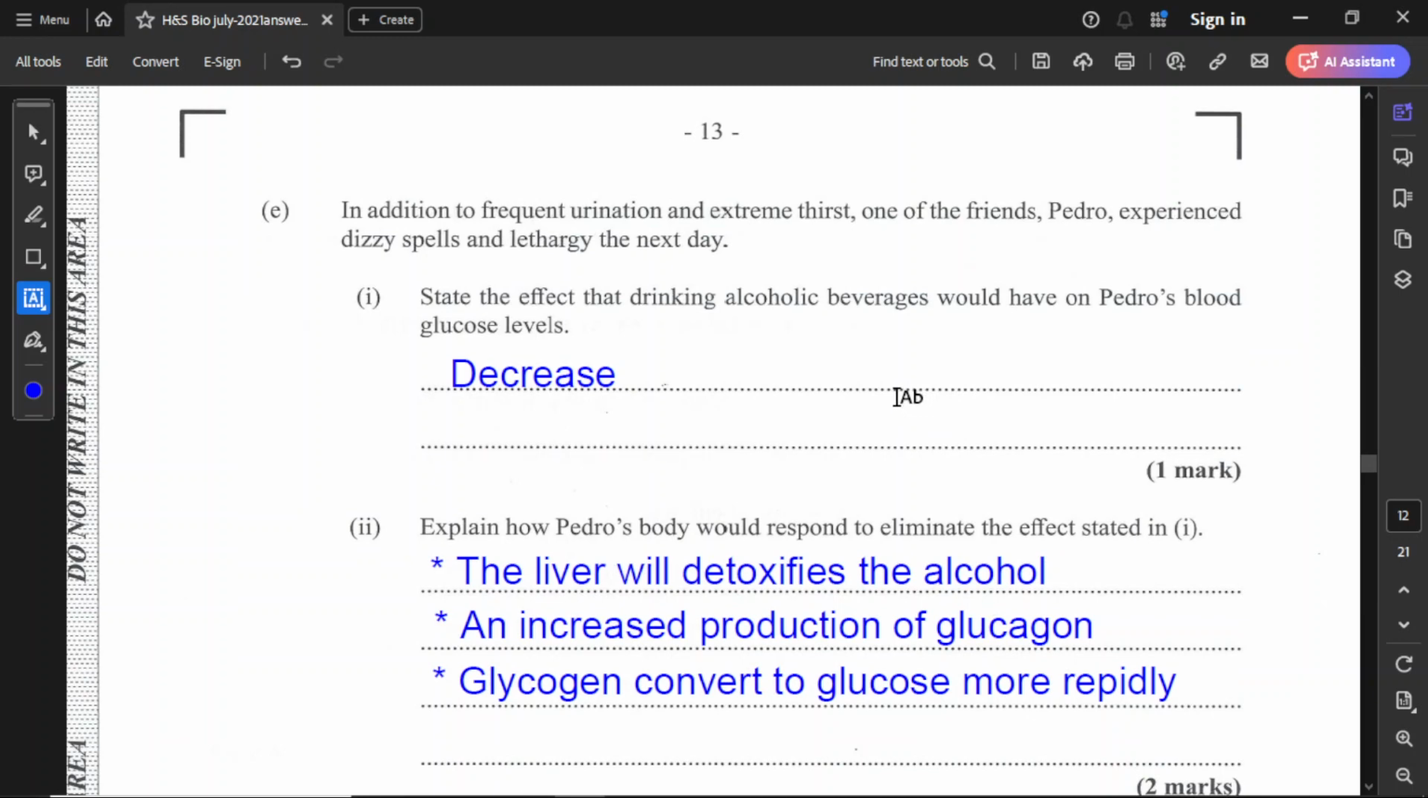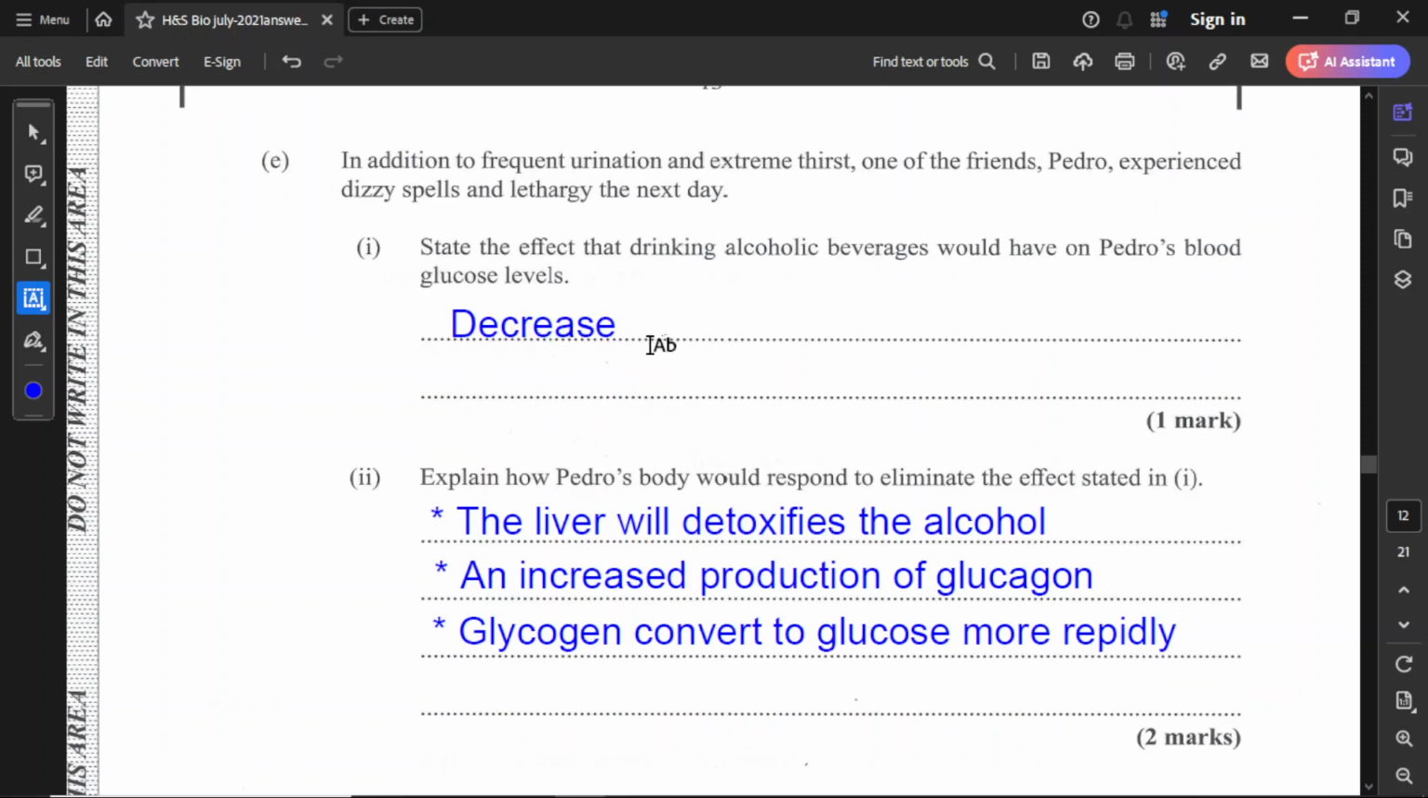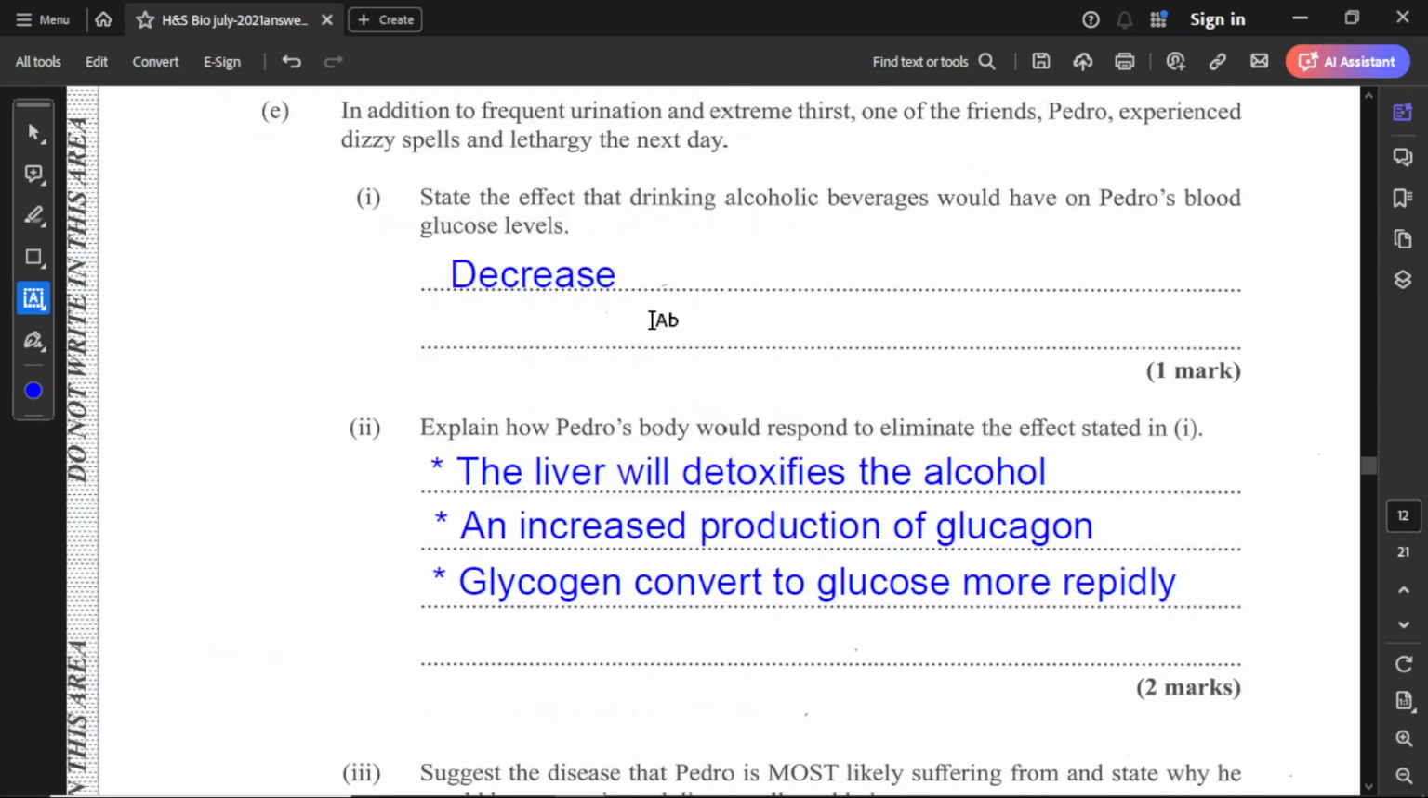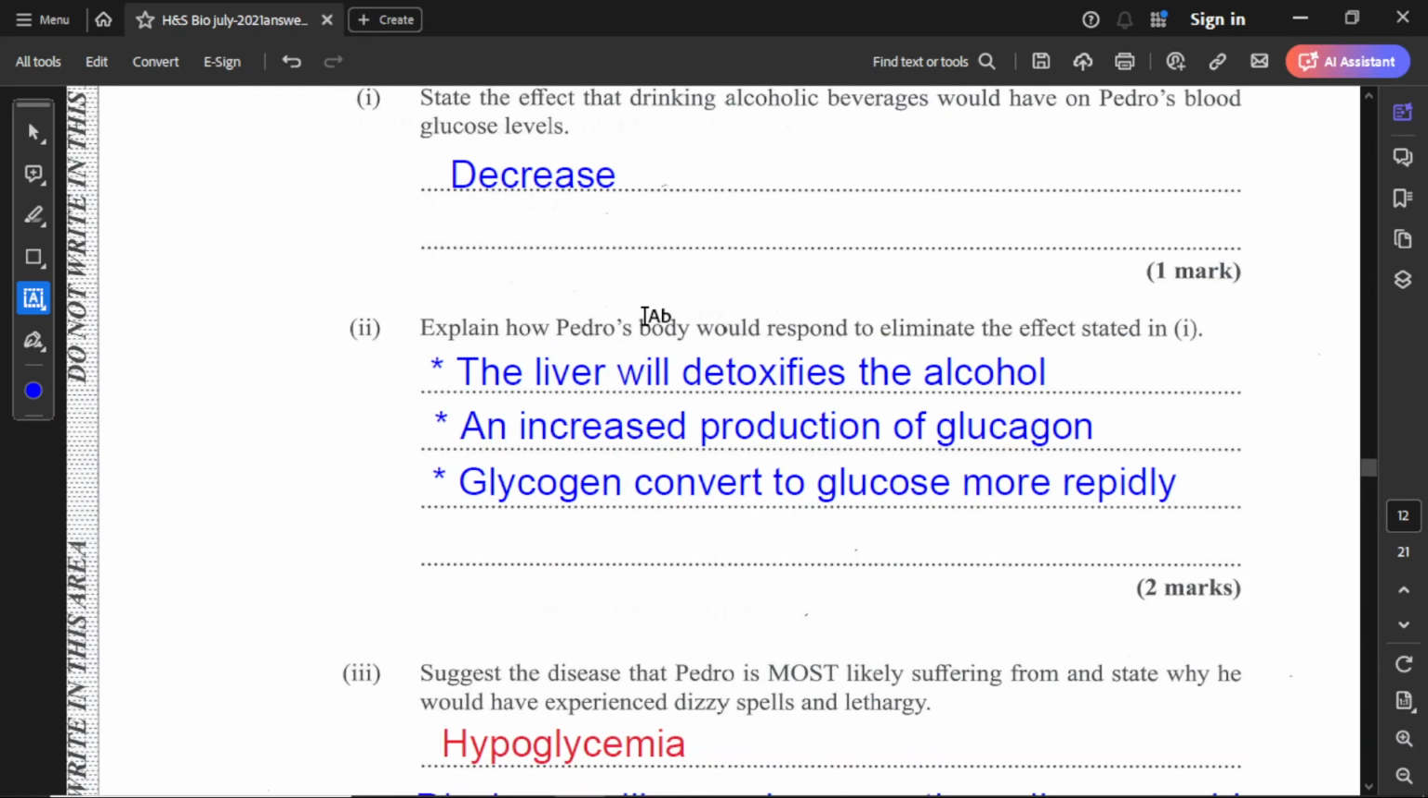All right, and so for part E, it says in addition to frequent urination and extreme thirst, one of the friends, Pedro, experienced dizzy spells and lethargy the next day. State the effect that drinking alcoholic beverages would have on Pedro's blood glucose level, and definitely it will cause a decrease in his glucose level. And remember what glucose is needed for: energy. And of course, that is the reason why you feel dizzy and lethargic.